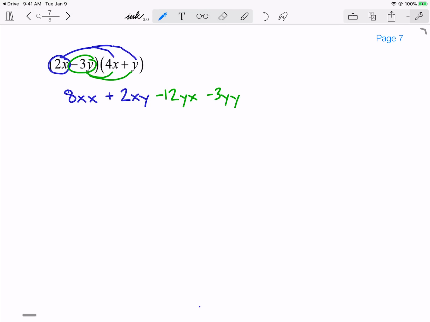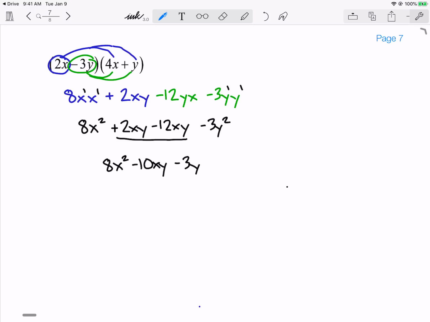Well, we said that x times x, I just need to add these exponents. So I get 8x squared. Well, I can't combine x and y because they're different variables. So I get plus 2xy. Then minus 12yx. Well, the beauty of multiplication is that it's commutative. I can do it in any order I want. So I can actually flip the direction of the x and the y on that third term, and then I'll be able to combine these two terms. So I'll end up with 8x squared minus 10xy, and then of course the 3y becomes simply 3y squared, so I've got minus 3y squared.